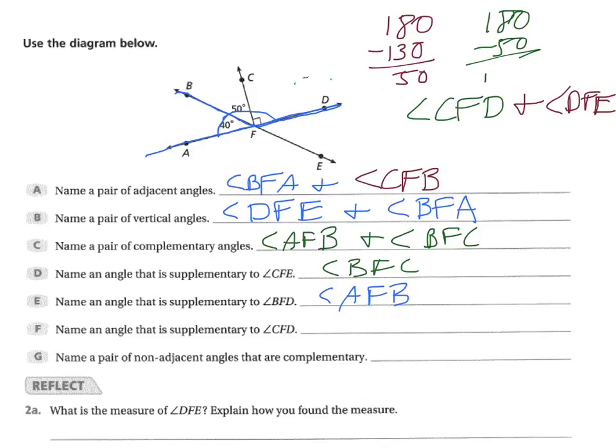Name an angle that is supplementary to CFD. CFD is right here. It's 90 degrees, so I need to find an angle that's 90 degrees. And this one right here is 90, which we looked at earlier. So angle CFA would be supplementary to that. Name a pair of non-adjacent angles that are complementary. We're looking for two that add up to 90 that are not adjacent.